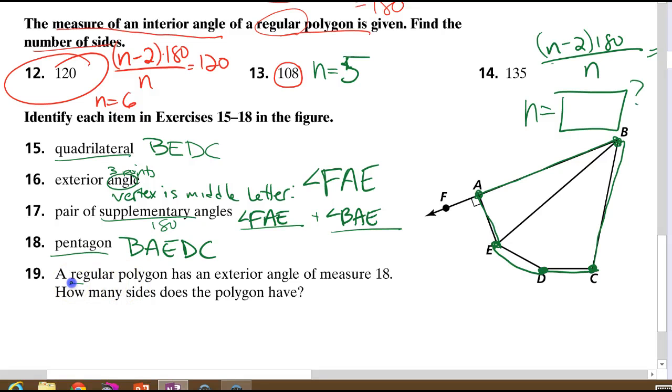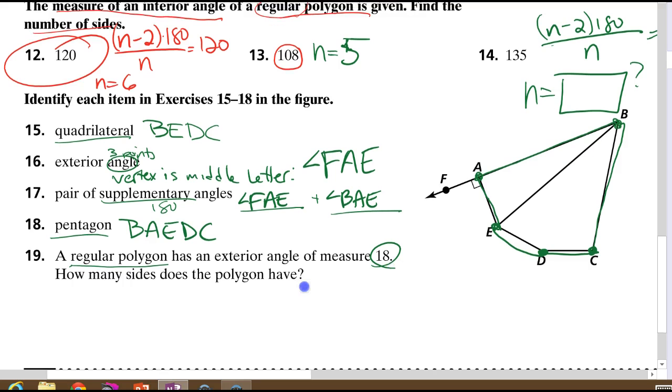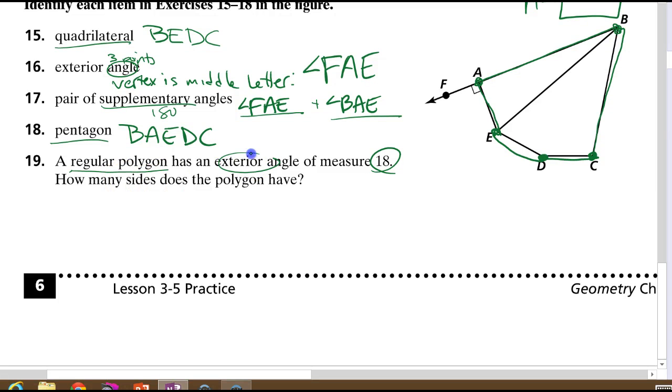Okay. Now, a regular polygon has an exterior angle measure of 18. How many sides does it have? How do you want to solve it? Well, exterior angles are always going to add up to 360. If each of the angles measures 18 degrees, then I need to multiply 18 by the number of angles, which happens to be the number of sides, and all of those added together would add up to 360.